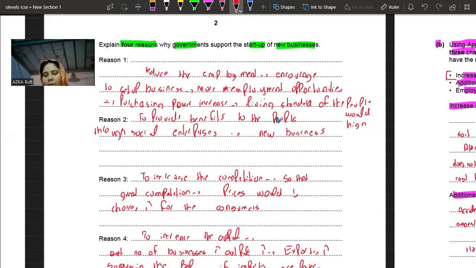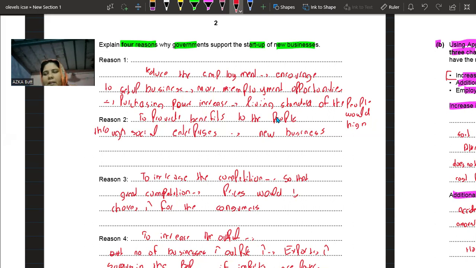Okay, so for example, if there are new businesses, it means that maybe they would be doing more good things and maybe some kind of social work for the people. So this is also a reason.